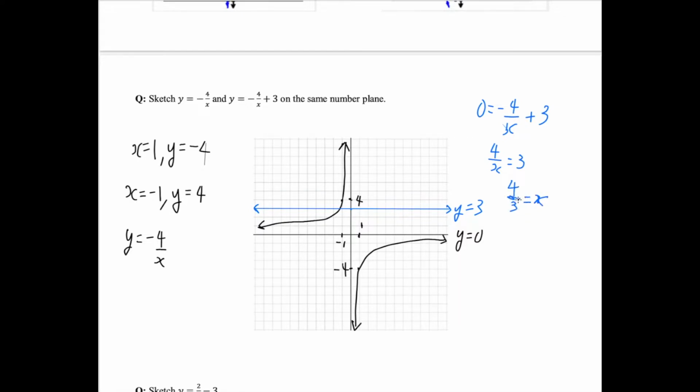Okay. So this is the x-intercept. So x is 4 over 3. So then that's about here. Now we know that the line will go through this point, so we basically have to shift this graph up 3 units, so it's going to look something like this.